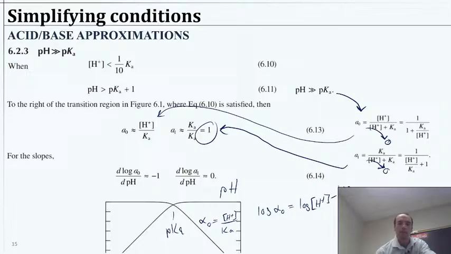Minus log of Ka. So log of Ka is a constant, so this would be the same thing as saying negative pH plus pKa, or pKa minus pH. So that's describing that line. That's why it's a slope of 1 going down. Does that make a little more sense now, connecting these dots?